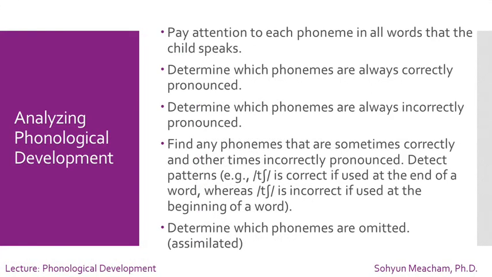Now we can use our knowledge in analyzing phonological development of children. Pay attention to each phoneme in all words that the child speaks. Determine which phonemes are always correctly pronounced. Determine which phonemes are always incorrectly pronounced. Find any phonemes that are sometimes correctly and other times incorrectly pronounced. Detect patterns such as ch is correct if used at the end of a word, whereas ch is incorrect if used at the beginning of a word. Determine which phonemes are omitted or assimilated.